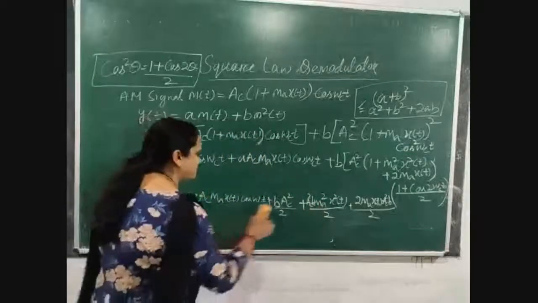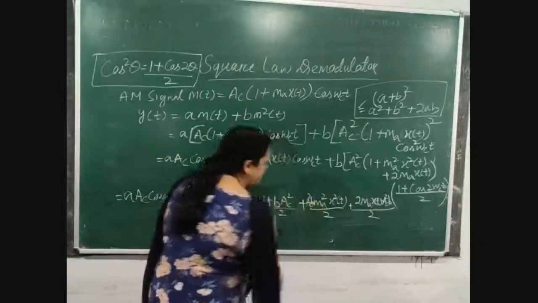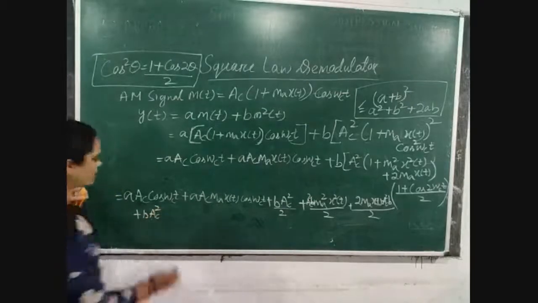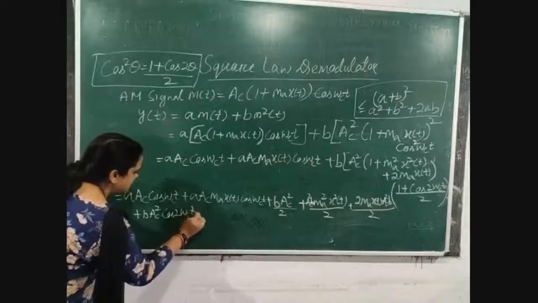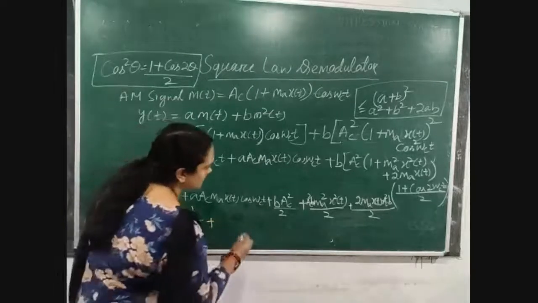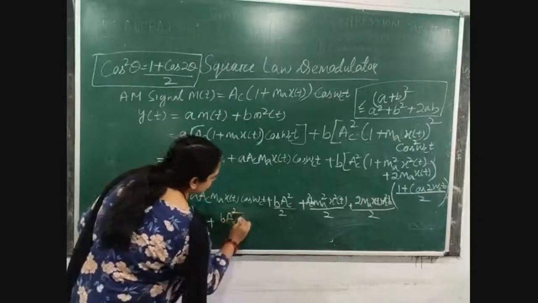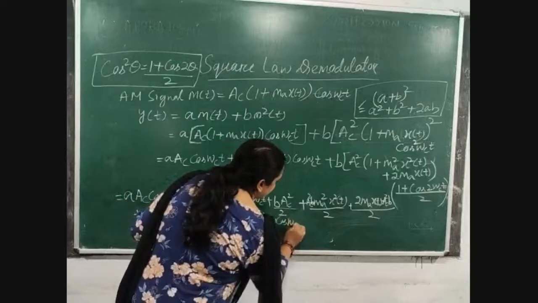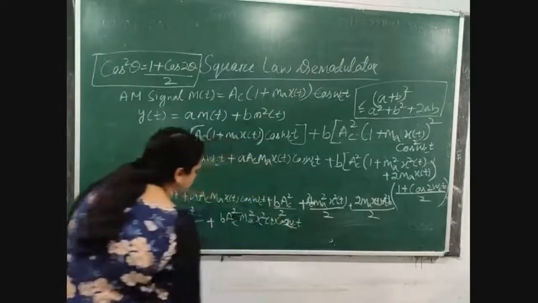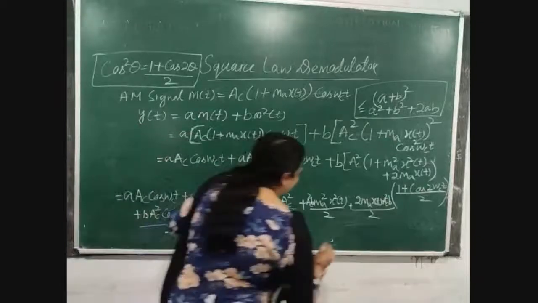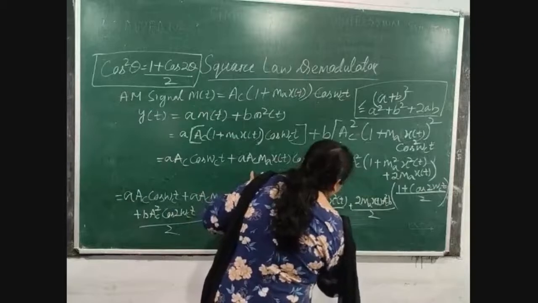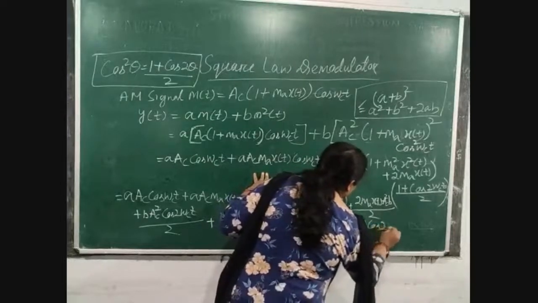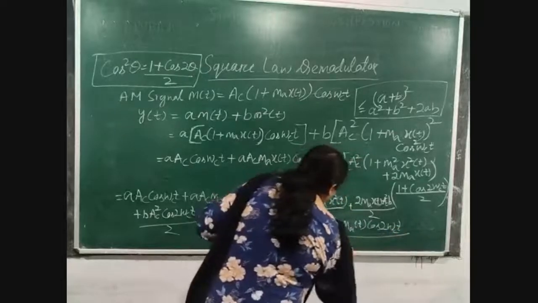This one is the B. Next plus b ac square cos 2 omega ct by 2, plus b ac square ma square x square of t cos omega ct, 2 cos omega ct by 2, plus b ac square 2 ma x of t cos 2 omega ct by 2.